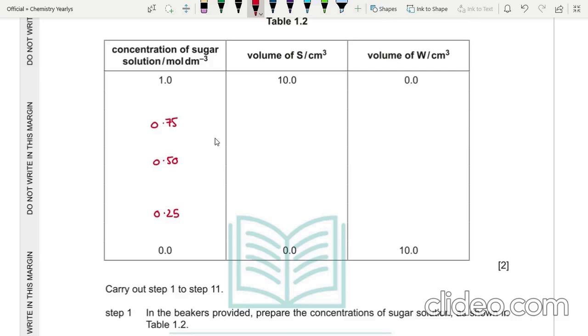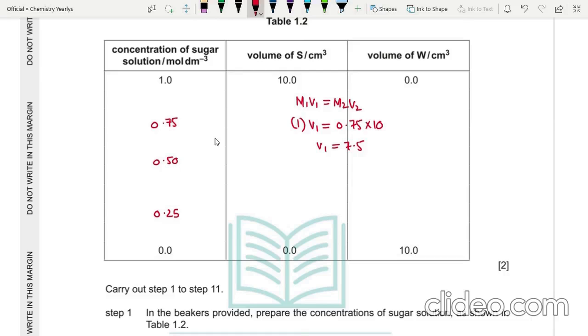Now we will use M1V1 is equal to M2V2 to find what volume we are going to be picking and how we are going to be preparing it. M1 is the stock solution, the 1 molar. We do not know what V1 is, what volume we are going to be taking out. For M2, we are going to be preparing the 0.75 first, so let's take 0.75, and for V2 we are going to be preparing 10 cm cube of each solution. So V1 comes out as 7.5.